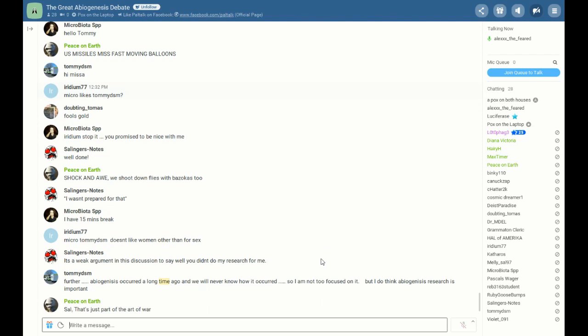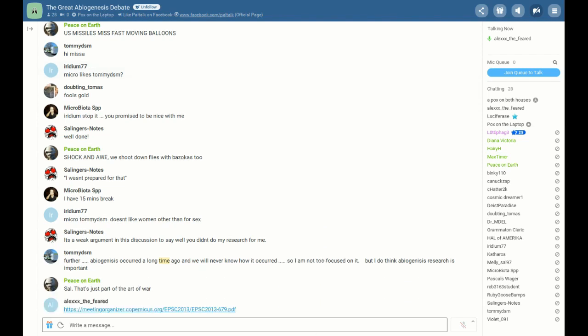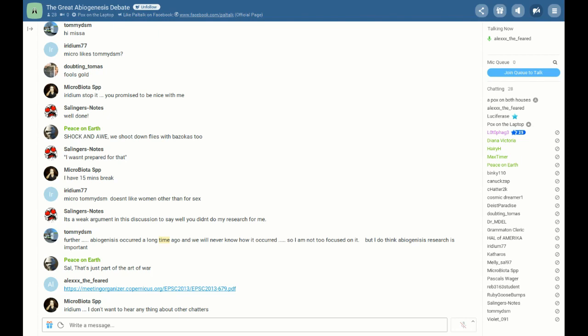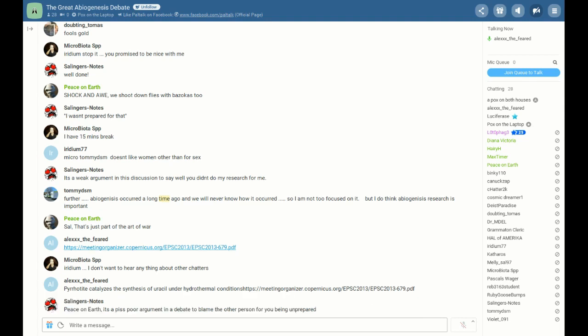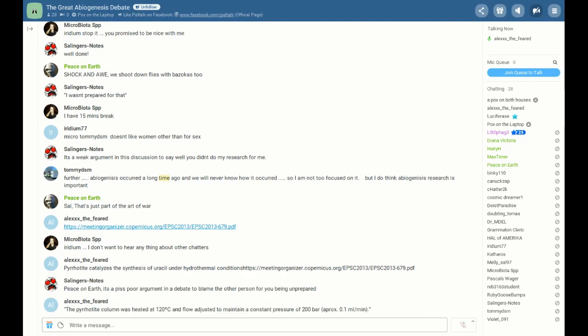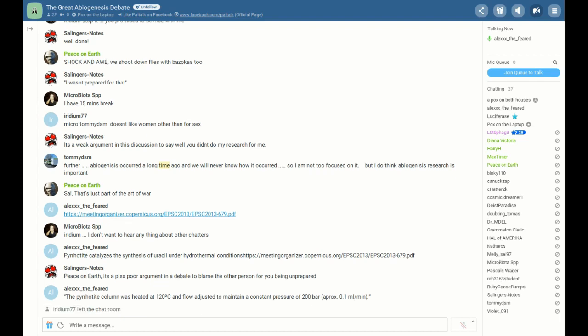So this is the first paper you gave me. Its title is this. And part of the methodology is this. Remember, they're trying to create nucleobases. So see that the pyrite column was heated at 100 degrees Celsius and flowed just to maintain a constant pressure? Okay, that's fine. If that's what's going on, that's what's going on. But then let's examine the stability of RNA bases.